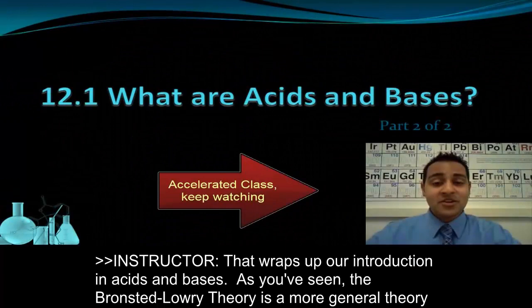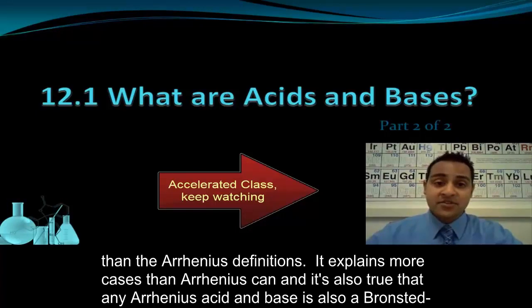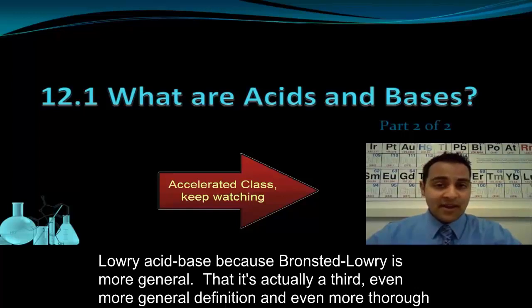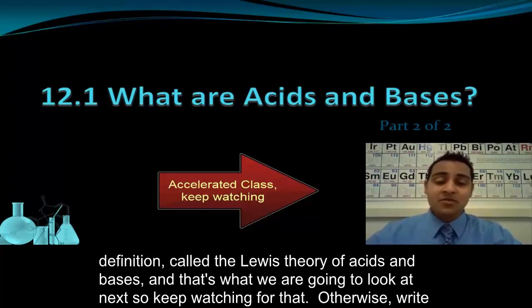That wraps up our introduction to acids and bases. As you've seen, the Bronsted-Lowry theory is a more general theory than the Arrhenius definitions. It explains more cases than Arrhenius can. And it's also true that any Arrhenius acid and base is also a Bronsted-Lowry acid and base, because Bronsted-Lowry is more general. There's actually a third, even more general and more thorough definition, called the Lewis theory of acids and bases, and that's what we're going to look at next. So keep watching for that.